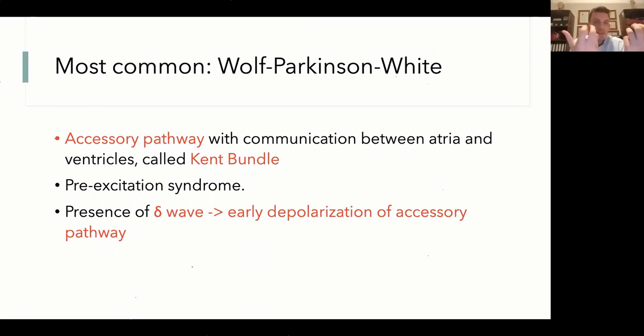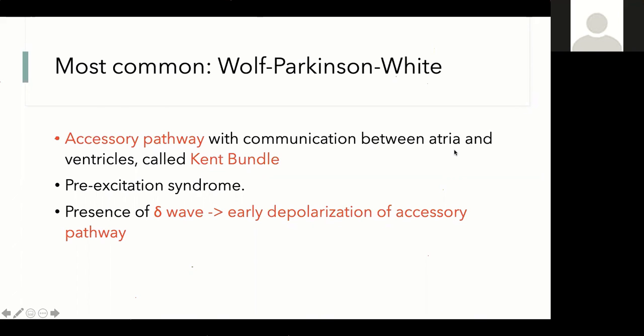And this is represented by something we call a delta wave, because there is early depolarization through the accessory pathway. So can someone type in the comments, since the problem starts with firing of the ventricles faster, where will the delta wave present? Will it present at the P wave or at the QRS? There will be pre-excitation of the ventricles. So where will this show?